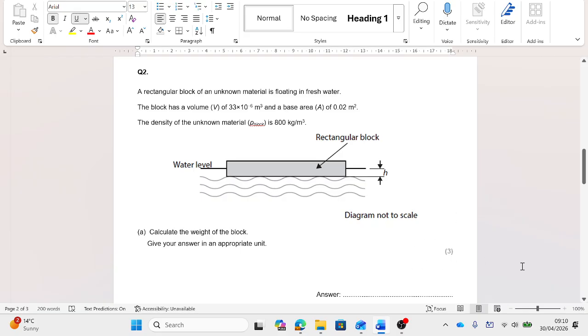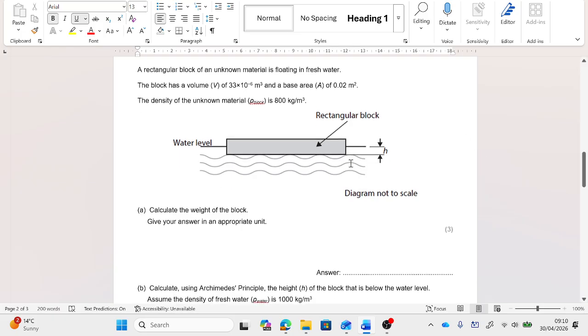Today I have this question, and for the last 7 years it has only appeared about 4 times. The topic is a body submerged in a fluid, but it's actually Archimedes' principle. So let's have a look at this one.